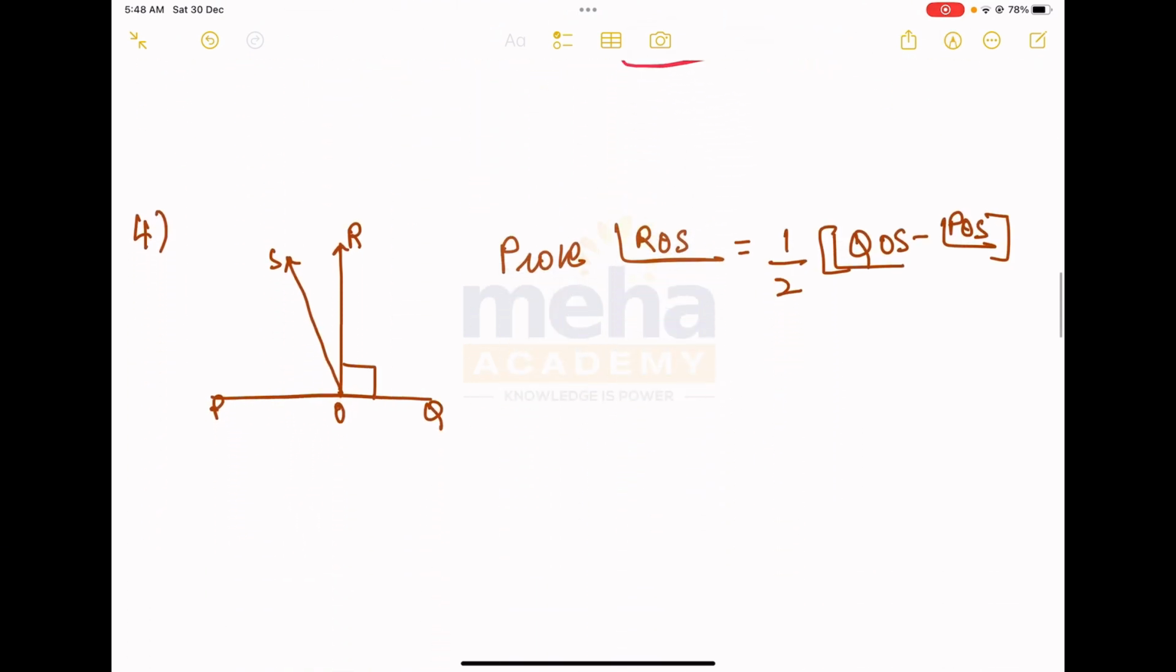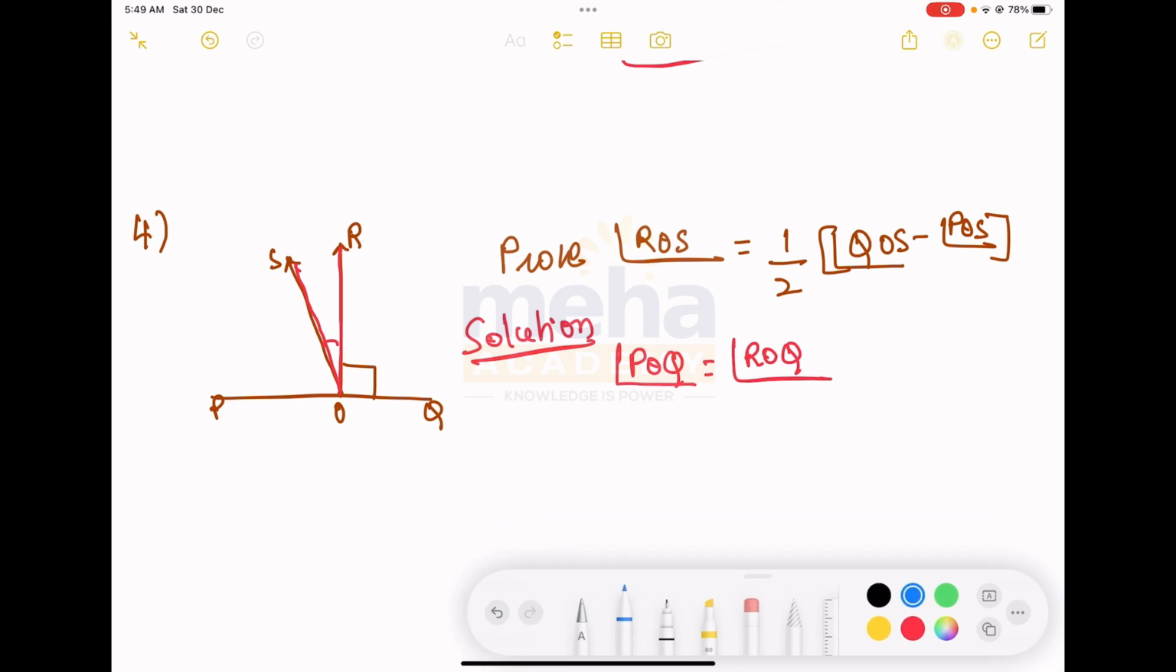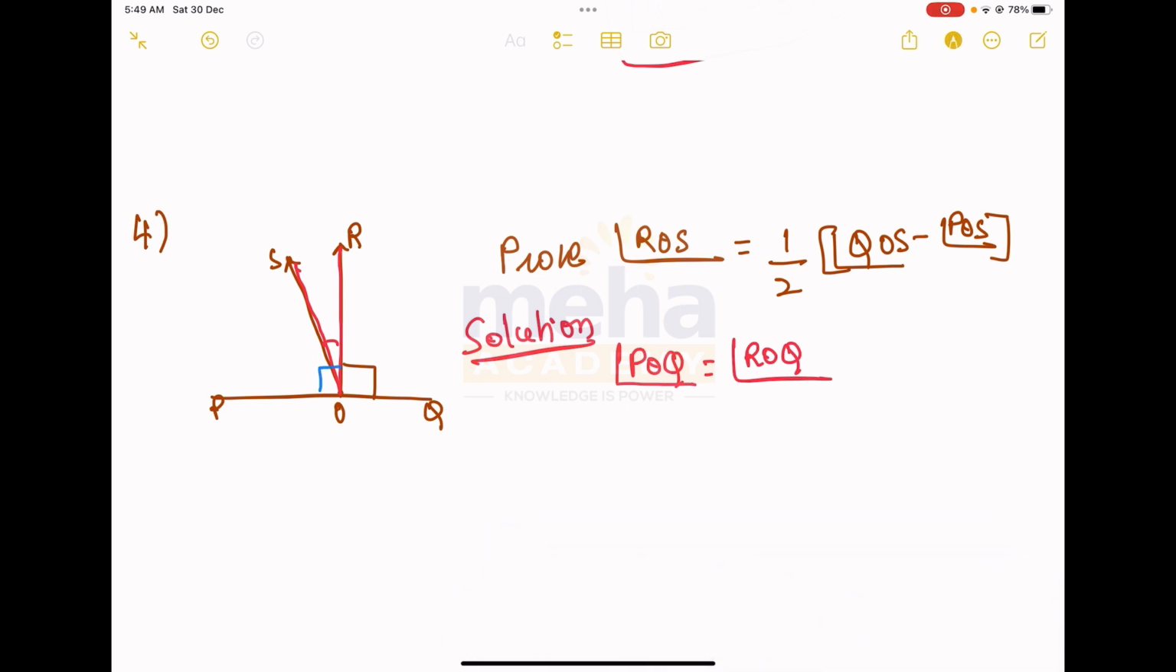The next sum, we have to prove angle ROS, here is the angle ROS, is equal to half of QOS minus POS. So now from the figure we know that angle POQ is equal to angle ROQ. So this is 90 degree. So the other side also will be 90 degree. So this angle will also be the same. So we say it is because of linear pair.